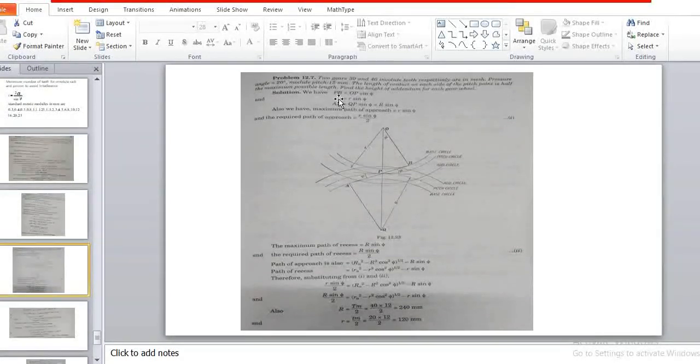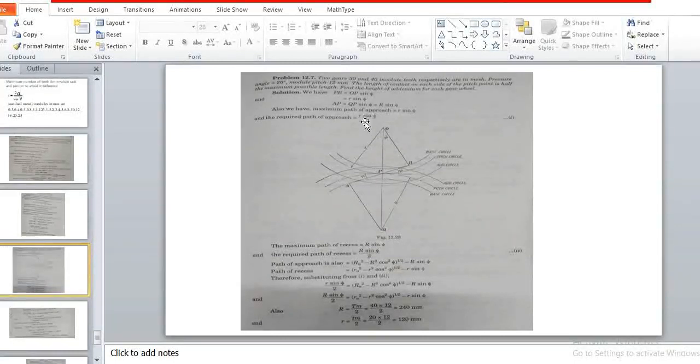So PB is equal to OP sin phi, and AP is equal to QP sin phi. This OP is a small r value, and this QP is a capital R value. Small r is the pitch circle radius for the pinion, and capital R is the pitch circle radius for the gear.